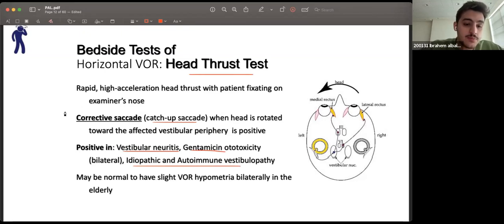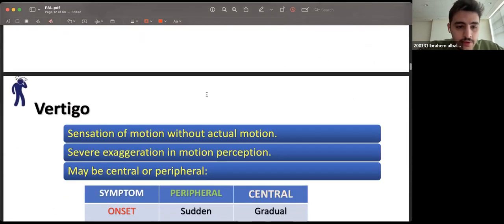It's positive if there is a corrective saccade, which means you turn his head, the eyes move, and then they correct by themselves instead of staying. I have a video on this. I'll show you the videos at the end.